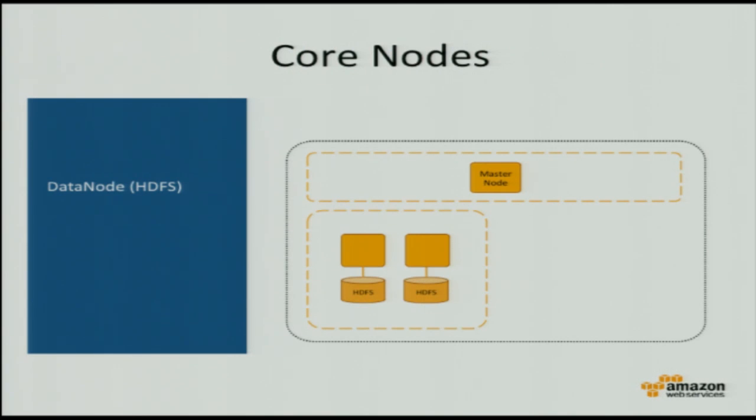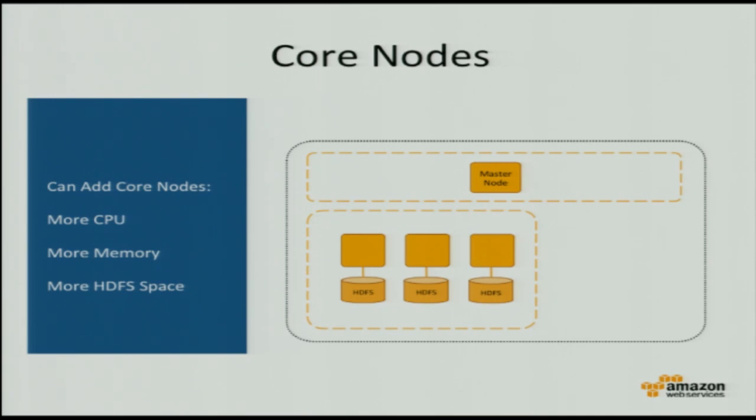Let me introduce the concept of core nodes. Core nodes are just the simple Hadoop nodes. They run data nodes as HDFS nodes, so they have HDFS persistent storage behind the scenes. The good thing about core nodes on EMR is that you can add nodes. That's the concept of being elastic: you can add nodes if you need more data, more CPU, more memory, or more HDFS nodes. It's a very simple concept. You call an API on our side, or you go to the console and add more core nodes, and all of a sudden you get more CPU, more memory, and more HDFS.